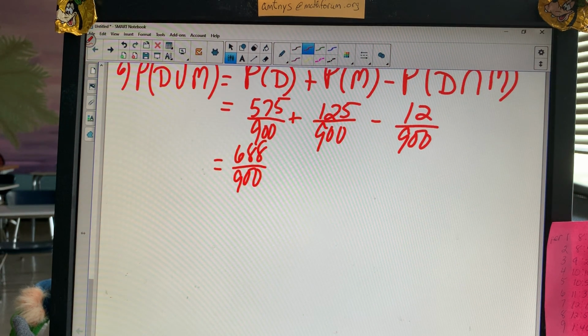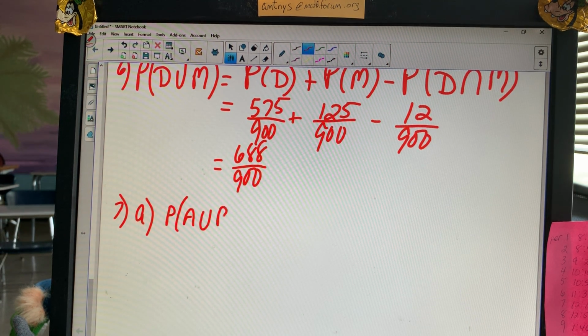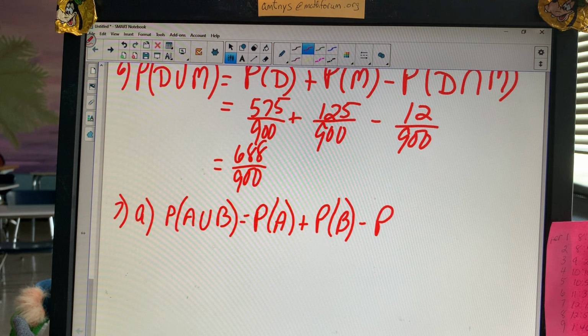Number 7, A says find the exact probability, meaning your answer must be a fraction. The key word in here again is or. Probability of A or B is equal to the probability of A plus probability of B minus probability of A and B.